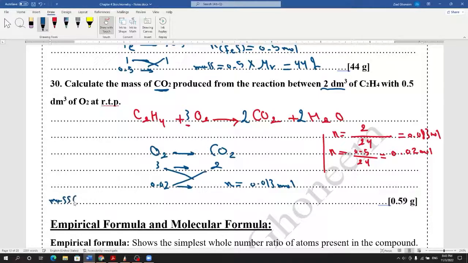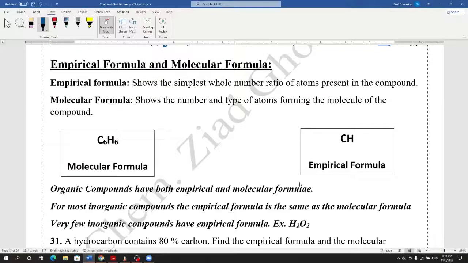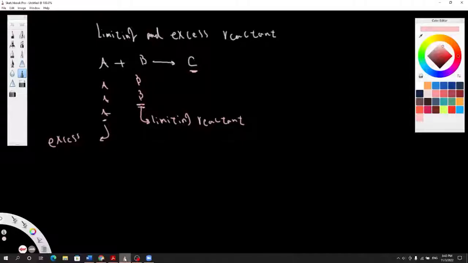Now we need the mass of carbon dioxide, which is the number of moles multiplied by the relative molecular mass for carbon dioxide, multiplied by 16, which will be equal to 0.59 grams. The last thing we're going to talk about in this topic is the empirical formula and the molecular formula.